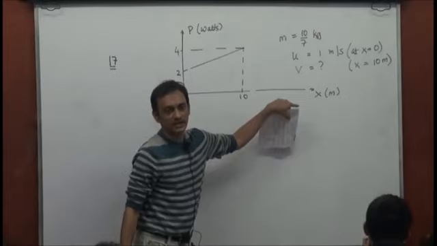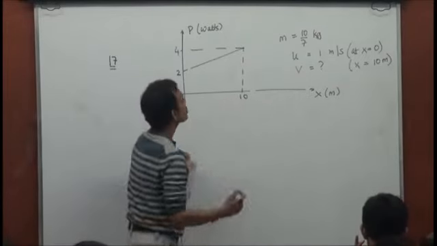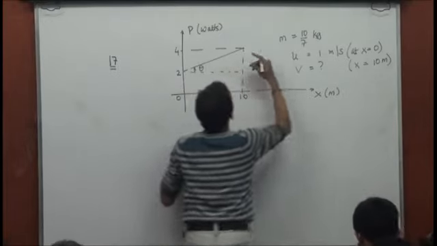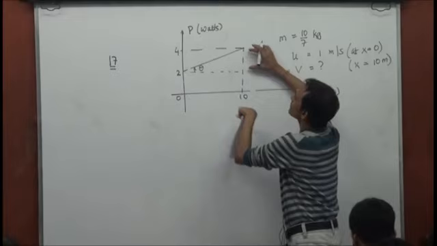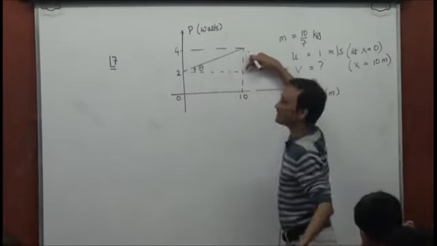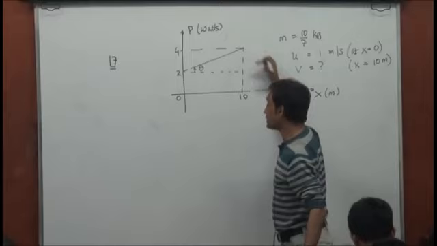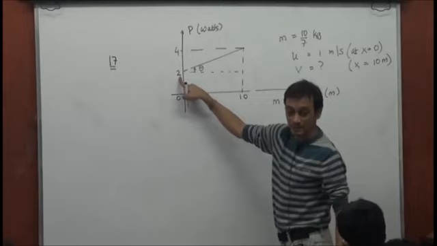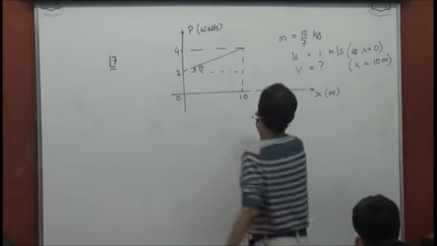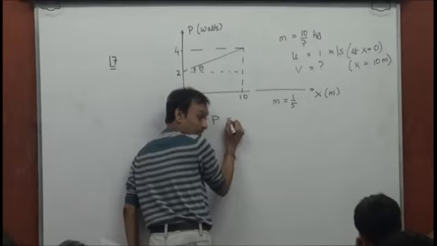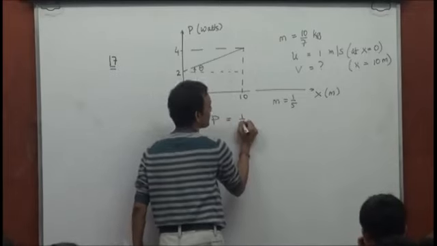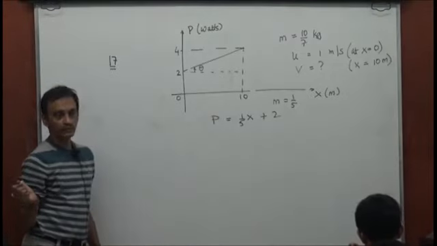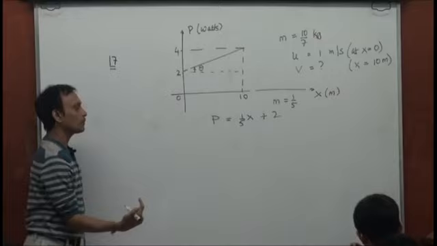Power versus x is a straight line. The slope of the straight line, as you can see, with this angle theta, then tan theta is this length by this length. This length is 2 units by 10 units, so 1 by 5. So the slope of the straight line is 1 by 5, and the y-intercept is 2. So the power, that is y, is mx plus c, which is 1 by 5 x plus 2.